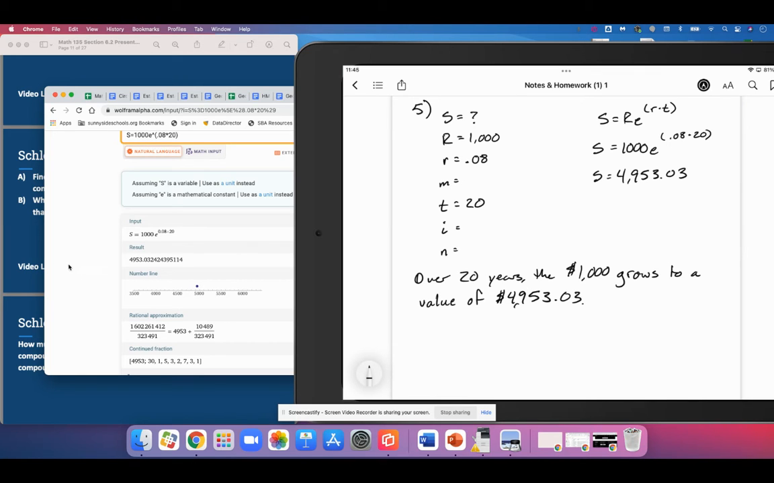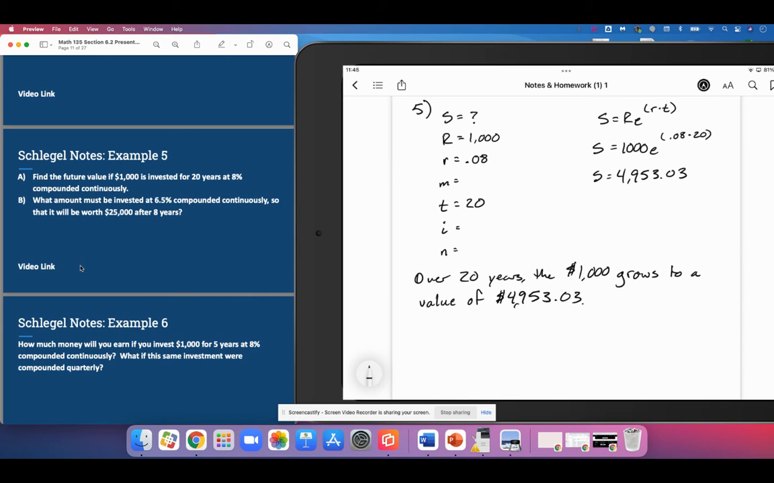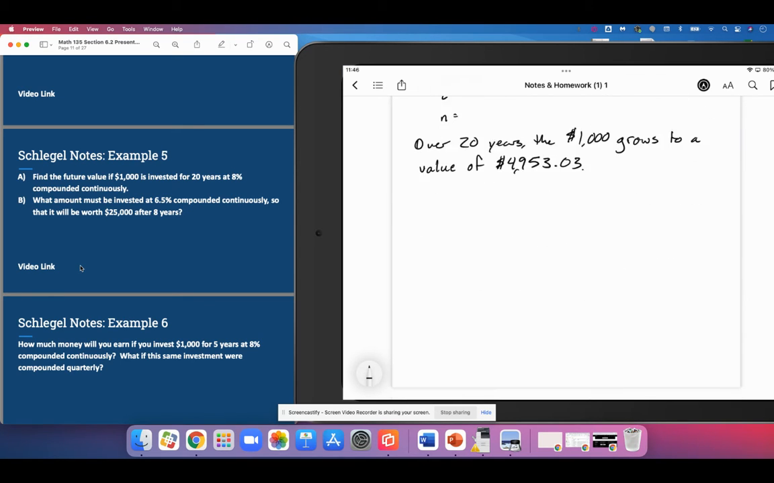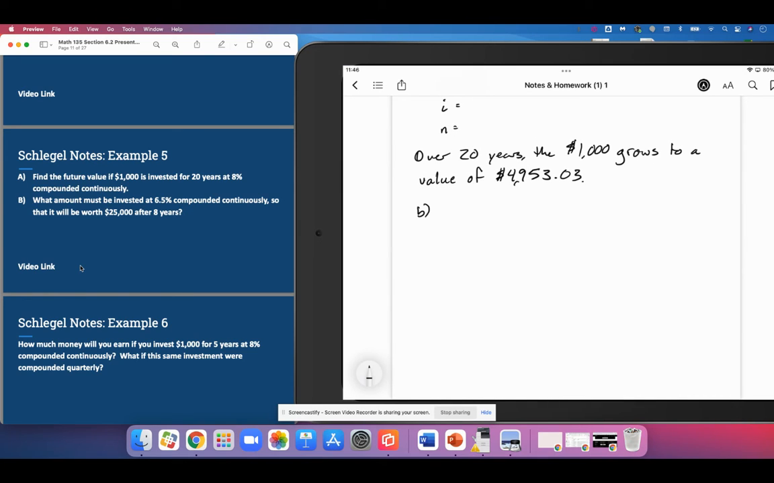So that's it for the first part, everyone. That would grow to be nearly $5,000, so pretty much 5 times the amount of money that they started with. That's pretty awesome. And what amount would need to be invested at 6.5% compounded continuously? So that was part A. Down here we'll get part B.